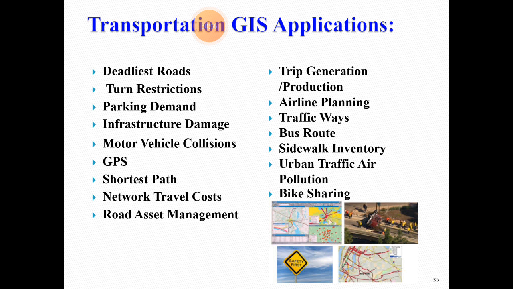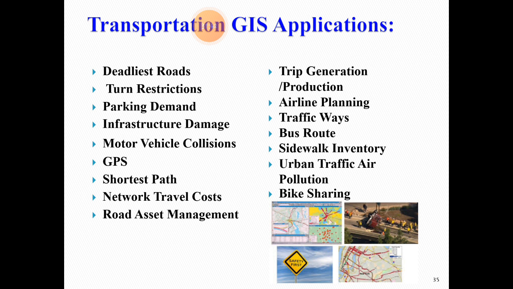Next is GIS application in the field of transportation. It is used to monitor the deadliest and safest roads, turn restrictions, then to estimate parking places, to analyze infrastructure damage, to monitor road accidents, then to provide data through GPS, videos, cameras, then to provide shortest distance, to determine the travel cost, then to manage the roadways, trip generation at tolls, to plan new airlines and bus routes, to record urban traffic and its influence on air pollution, then to share bikes in bike program stations, etc.